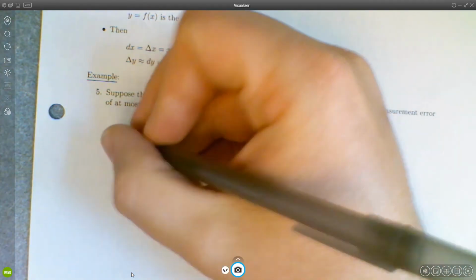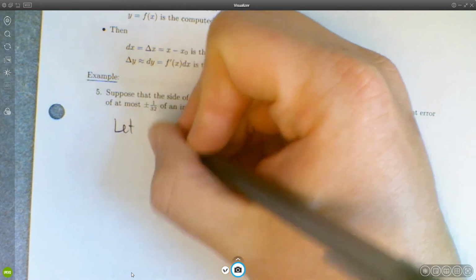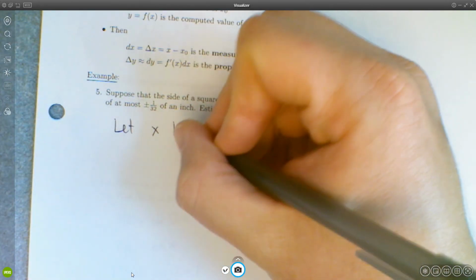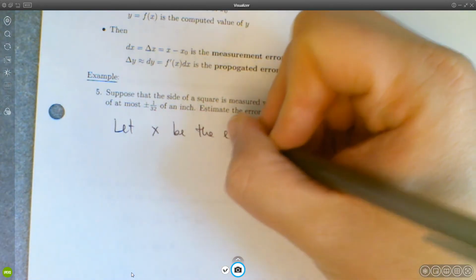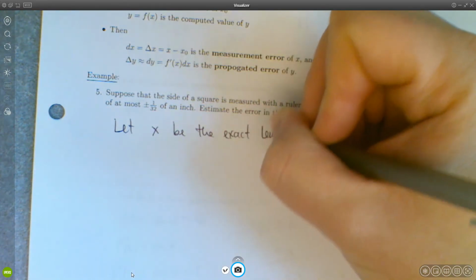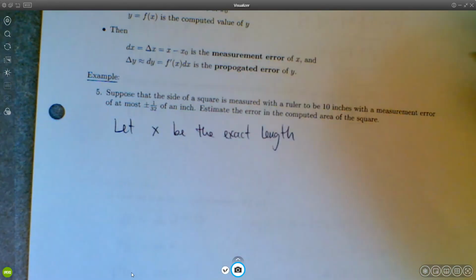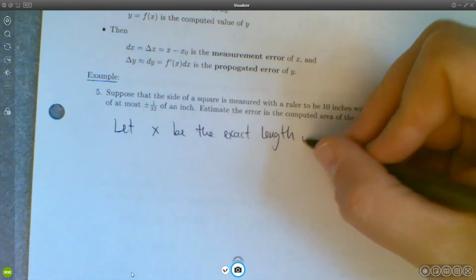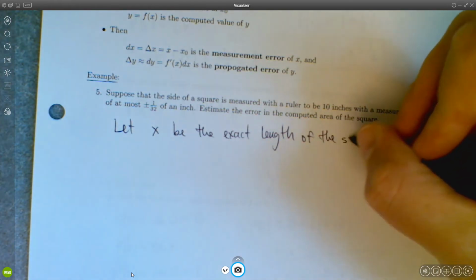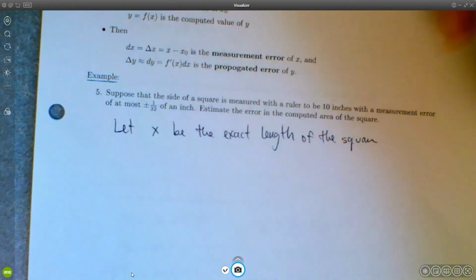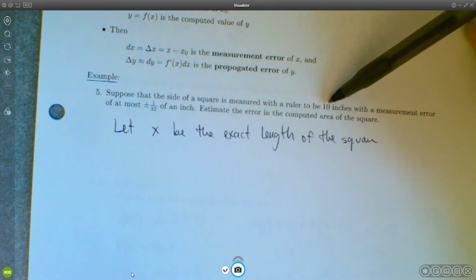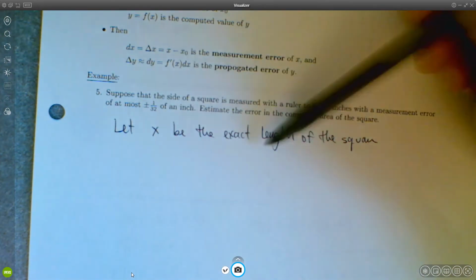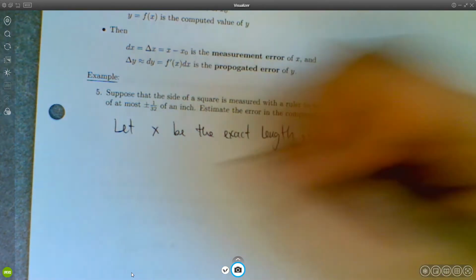Okay, so let x be the exact length of the square. I'm calling it the length; the problem called it size. Suppose that the side of the square is 10 inches. Well, that's what it was measured to be, but let's say that x is the exact length of the square. Okay?